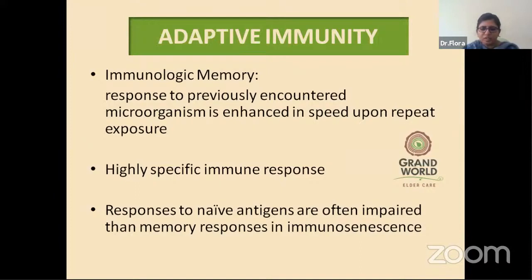It also exhibits immunologic memory. So what is immunologic memory? When our body encounters an infection, the adaptive immune system will memorize it so that the next time the same infection occurs, this adaptive immune system recognizes it quickly and mounts a faster response to counteract the infection. Even with immunosenescence, this memory response will be intact. This immunological memory forms the basis for vaccination.